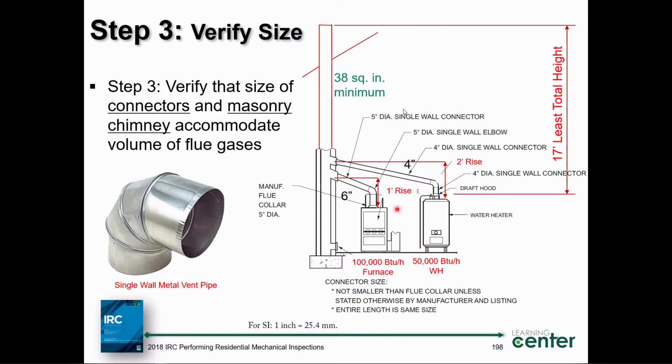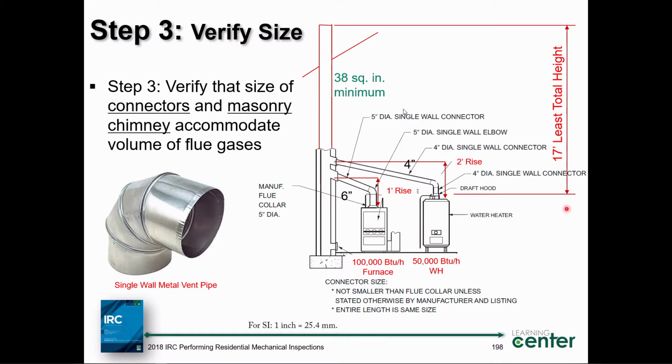All right. This is a 1 foot rise. This is a 2 foot rise. Look at the capacity of my furnace, ladies and gentlemen. My input rating is 100,000 BTUs per hour. I've got a 50,000 BTU per hour water heater. Now, we call this the least total height. See that word least? We're going to qualify that in a minute here.